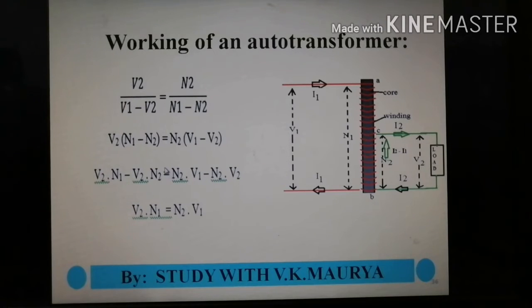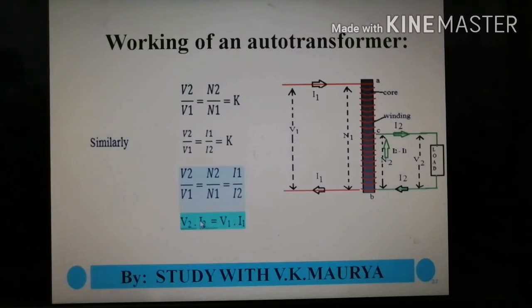This portion is cancelled out with each other. After that, it is V2 N1 equal to N2 V1. Right? Now, V2 upon V1 is equal to N2 upon N1, and this ratio is nothing but K.